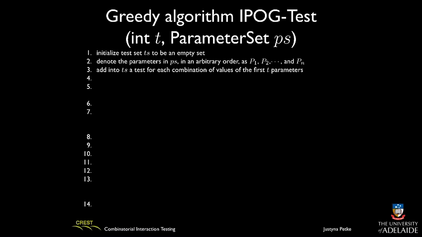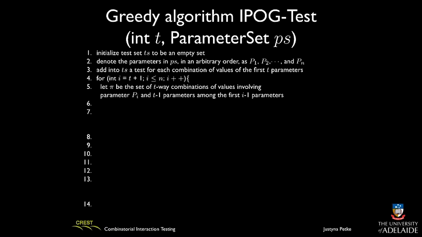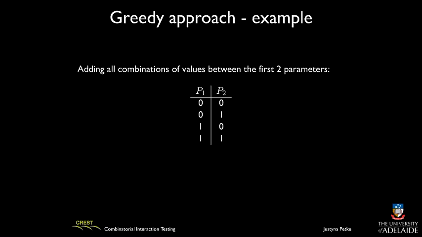What do we have? Well, we've got two parameters, p1 and p2, and each has two values. So we add two tests, two tests. This is our test suite now, with combinations 0,0; 0,1; 1,0; and 1,1. Very simple.